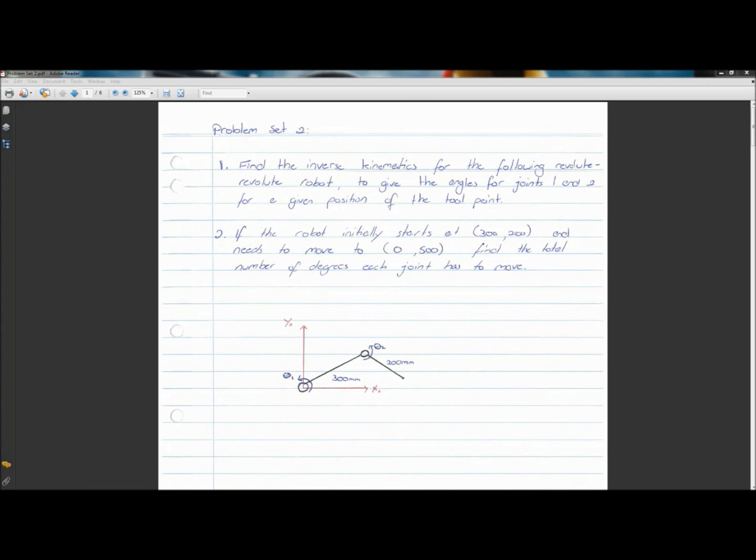G'day guys, welcome back. So we're going to look at problem set 2, which mainly deals with inverse kinematics. However, first off, I'll just explain both forward and inverse kinematics.